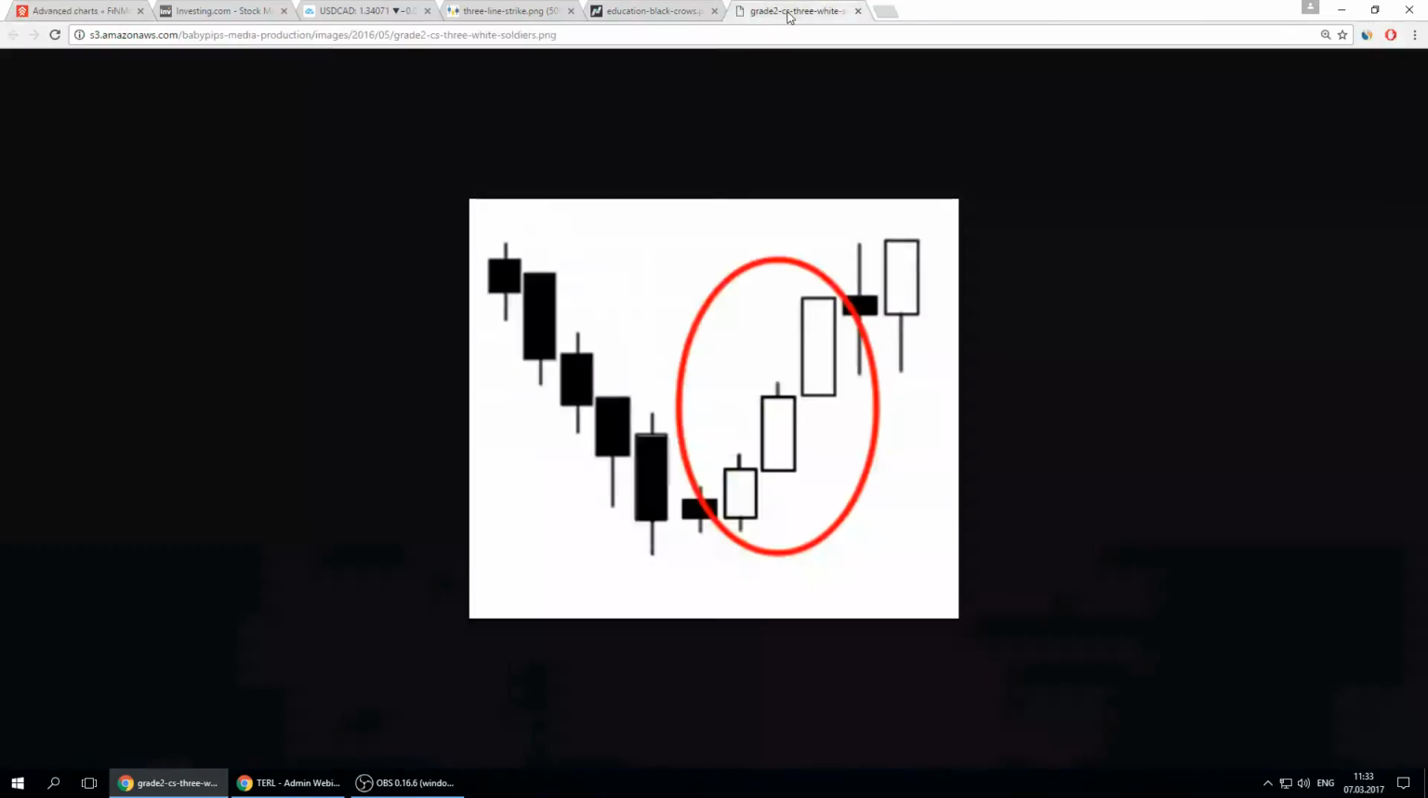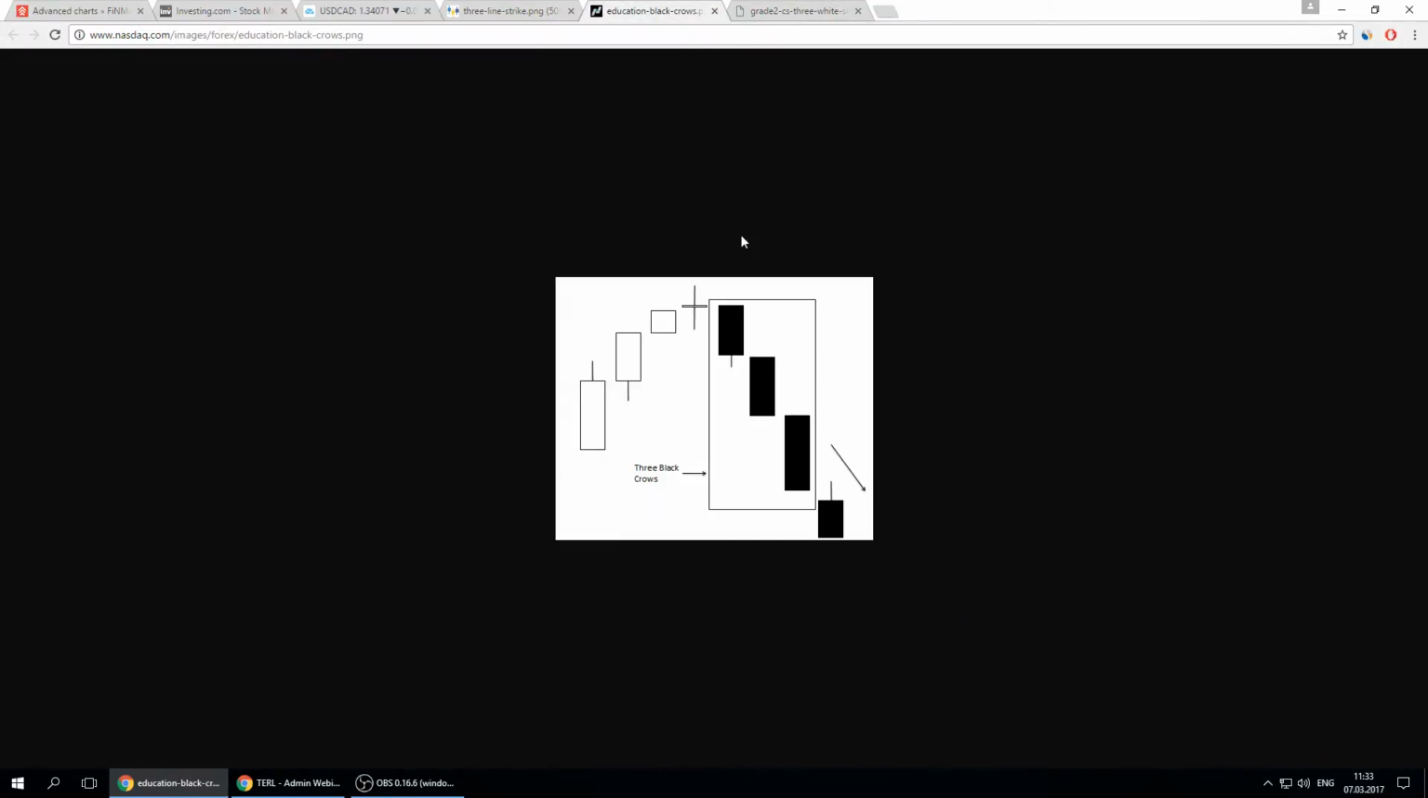Okay, so as you see, they usually appear on the top of the trend, and that's the trend reversal pattern. So they should only be taken into consideration when they appear on the top of the uptrend, I mean. They indicate the weakness of the uptrend and the potential emergence of a downtrend.